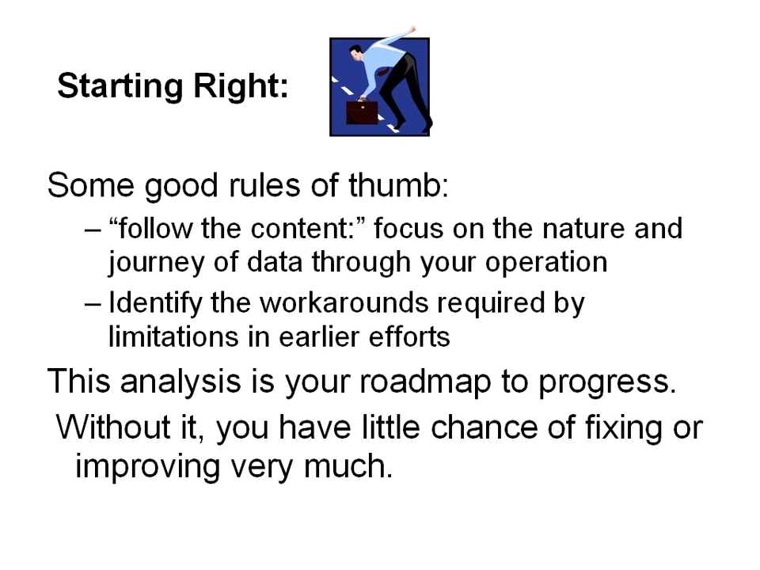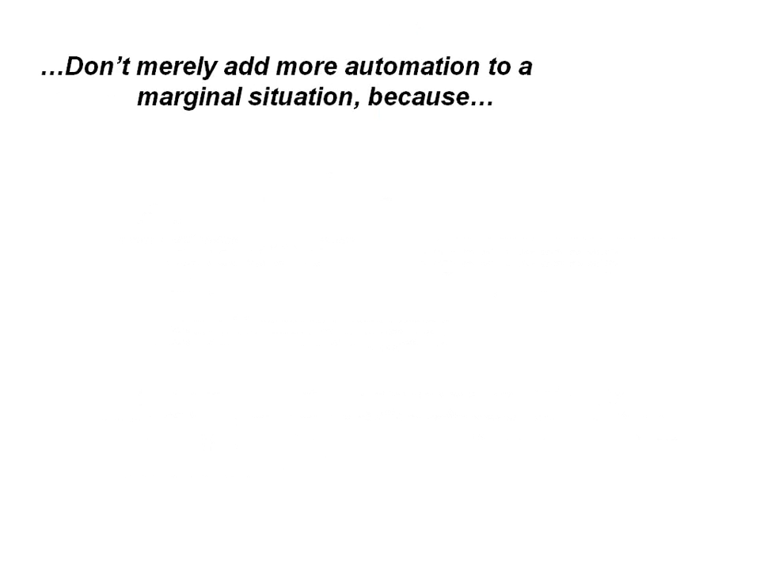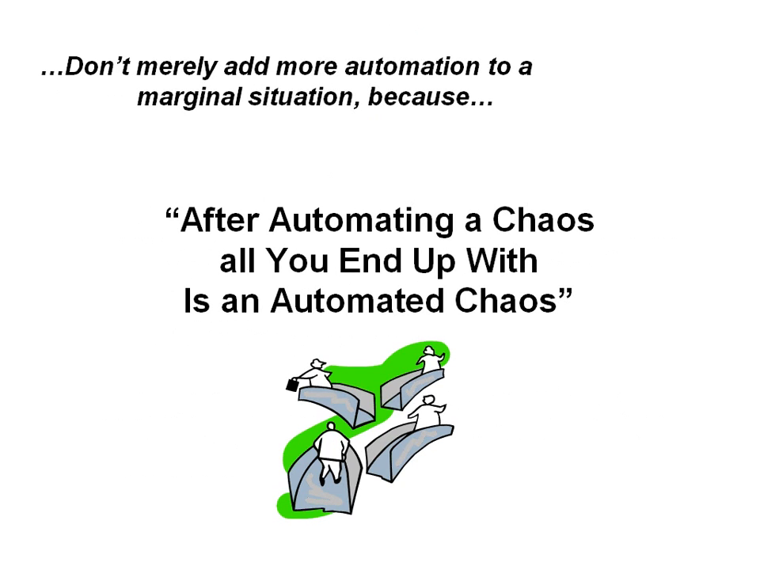Because unless you know what's happening, it's very difficult to say what you want to happen in the future. It's very difficult to think about how technology can make that happen. Well, don't merely add automation to a marginal situation. I think this is a good rule of thumb, because after automating a chaos, all I end up with is an automated chaos. And as I'm sure many of you have seen in your travels, you can take automated chaos and paper it over pretty well, so it looks pretty good.